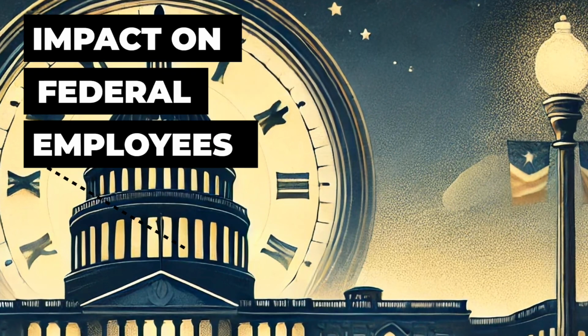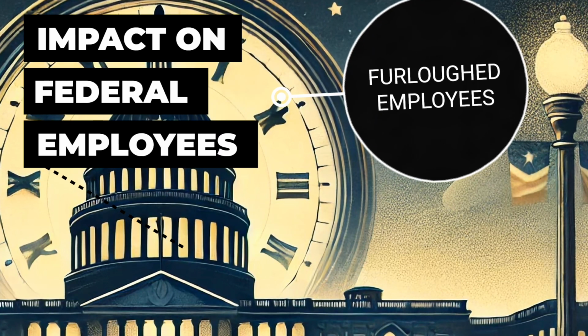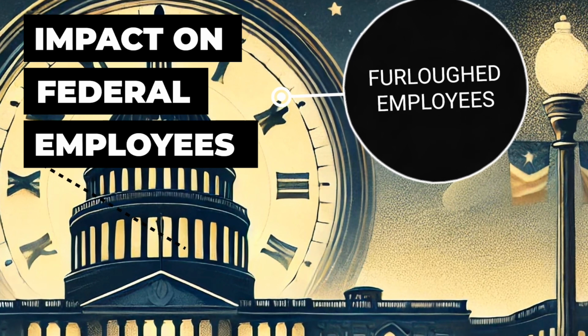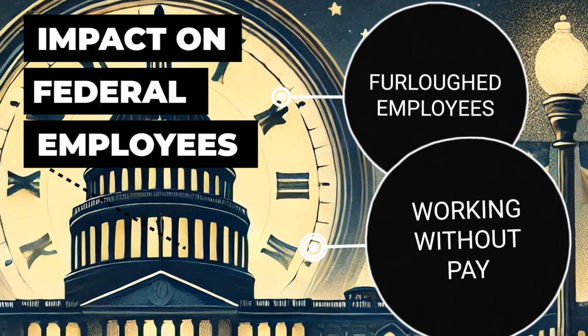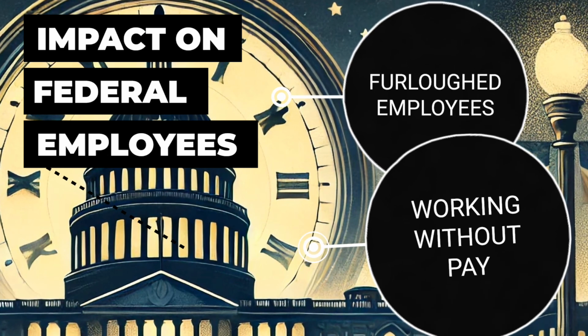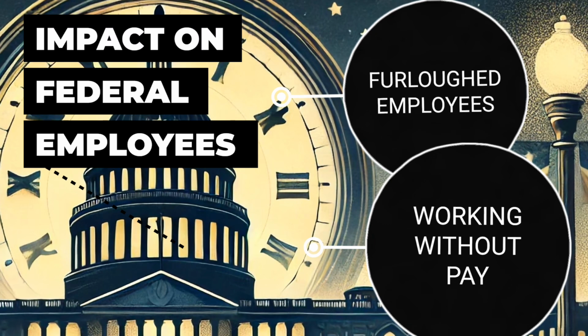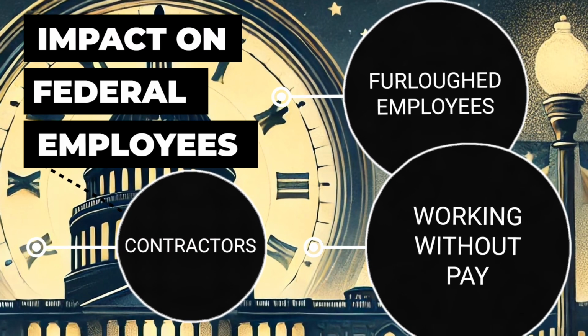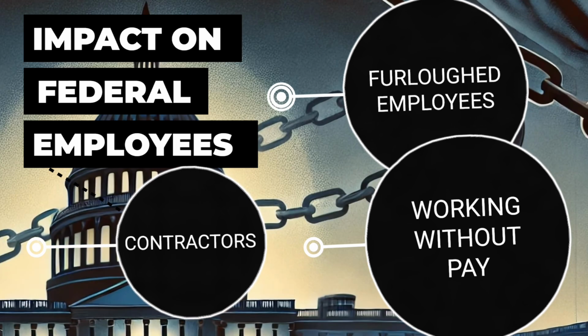Impact on federal employees. Furloughed employees. Hundreds of thousands of federal workers can be furloughed, meaning they are sent home without pay. Working without pay. Some essential employees must continue working but do not receive paychecks until after the shutdown ends. Contractors. Many government contractors also face layoffs or delayed payments with no guarantee of back pay.